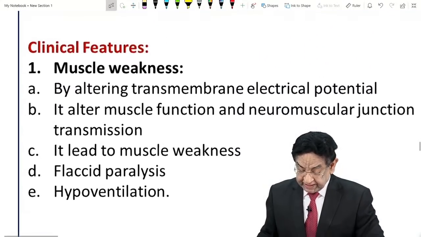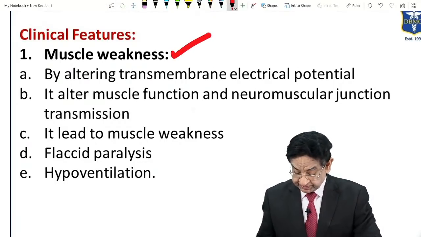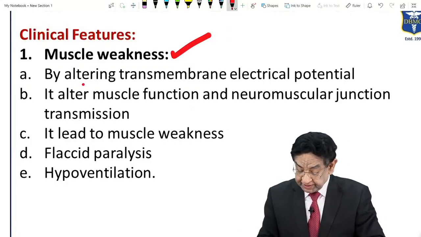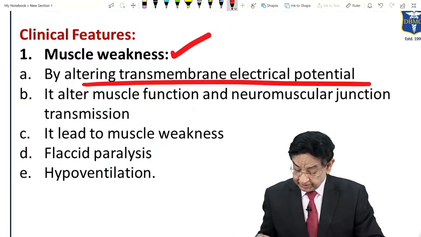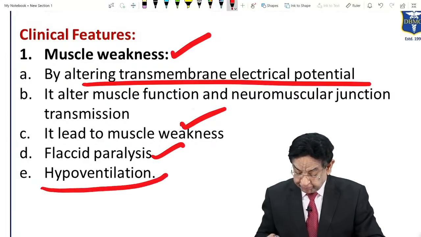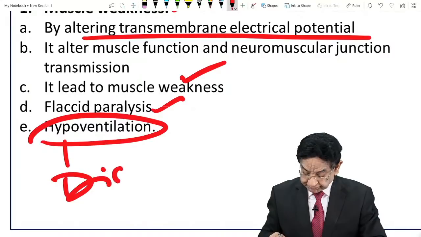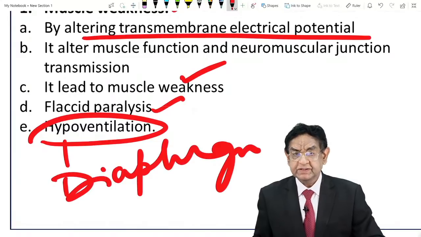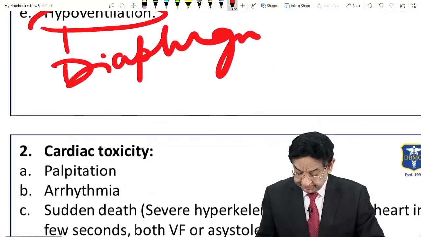Now let's talk about the clinical features when the patient has hyperkalemia. Muscle weakness. Okay. And this is due to altered transmembrane electrical potential. Muscle weakness, flaccid paralysis, and hypoventilation. Why? Muscles are paralyzed, including the diaphragm. So muscles are weak, so that means a type of flaccid paralysis occurs, right?